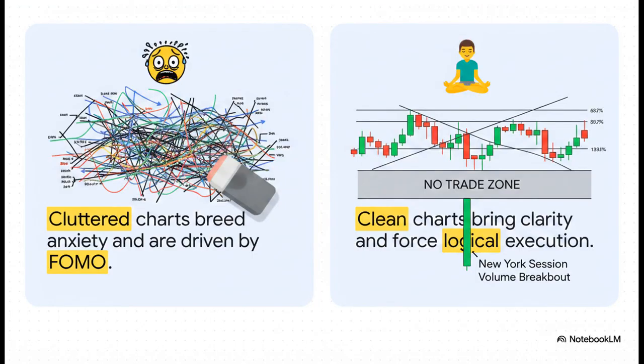I mean, think about the difference. A cluttered chart that just breeds anxiety. It overcomplicates everything and drives decisions purely on FOMO, the fear of missing out. You see a tiny line break, you panic, you enter. Contrast that with a clean 3-session chart. This is where clarity lives. It forces disciplined, logical execution. Wiping your slate clean isn't just about making things look nice. It's a massive strategic advantage to weed out the noise.